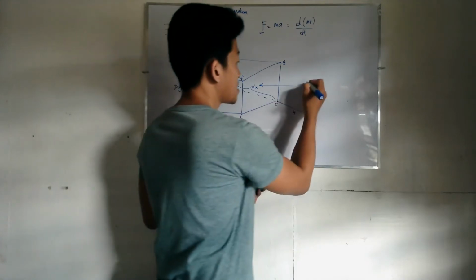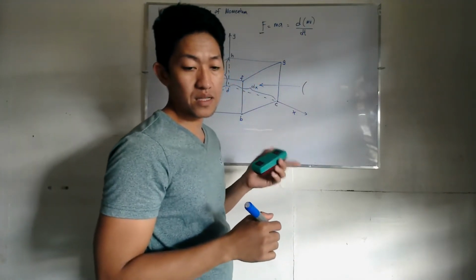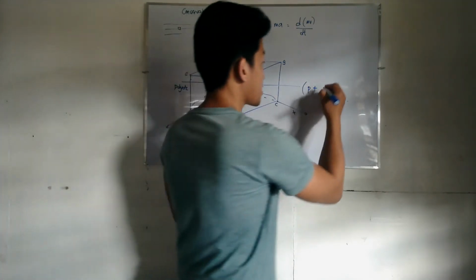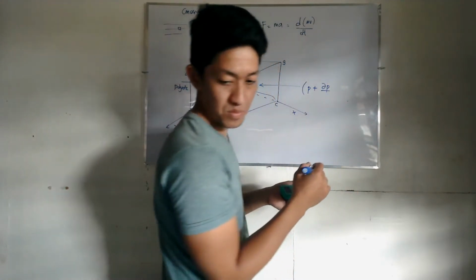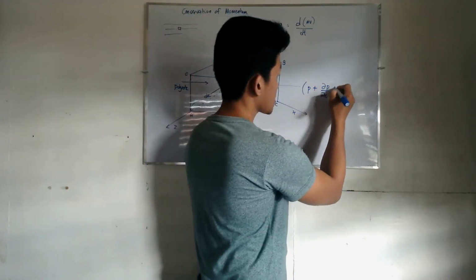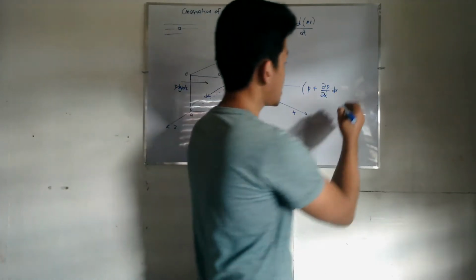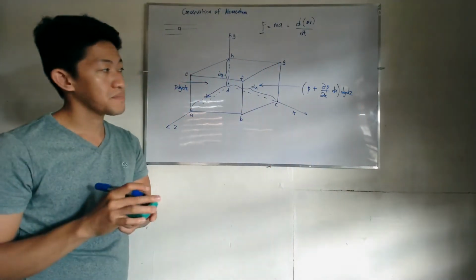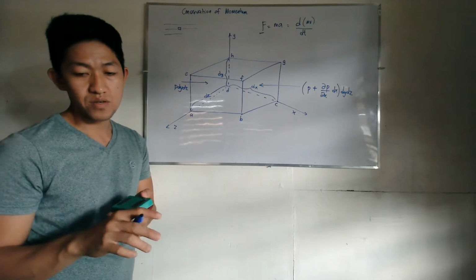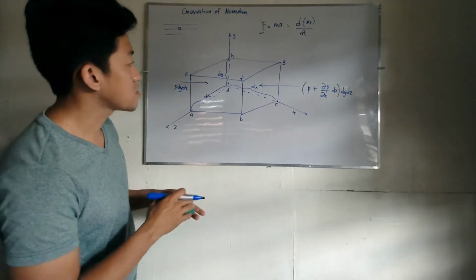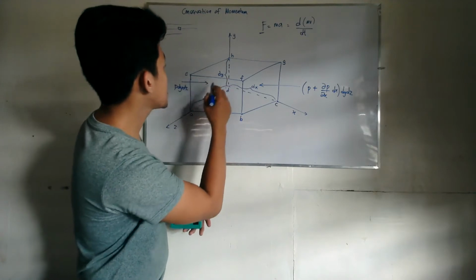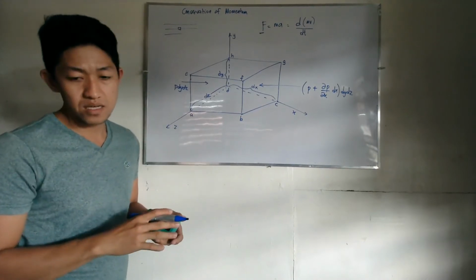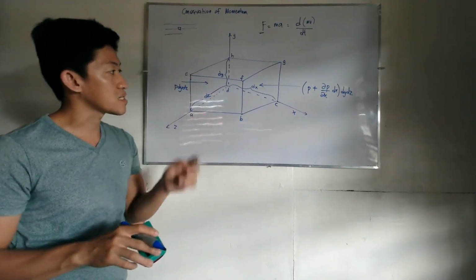Again, we can estimate using the Taylor series. So meaning, P plus partial of P with respect to x dx, times area. Okay? That's it. So it acts on phase A, D, H, E. So those are the pressure forces.